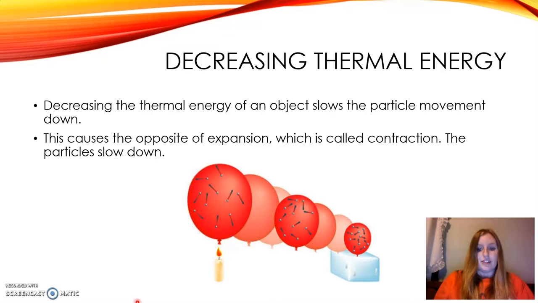An example of this is a balloon. If you have a balloon in a high temperature, you've got this bigger balloon, but if you take it outside in the cold or put it in the fridge, then the particles are going to slow down and the balloon is going to contract. It's going to get smaller.